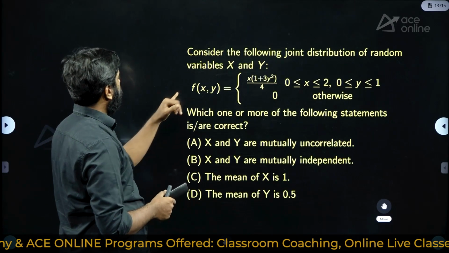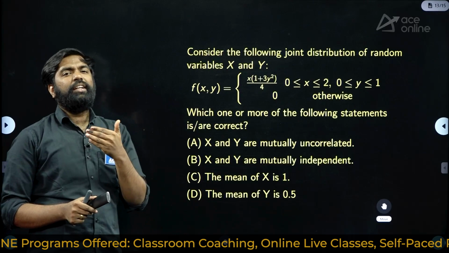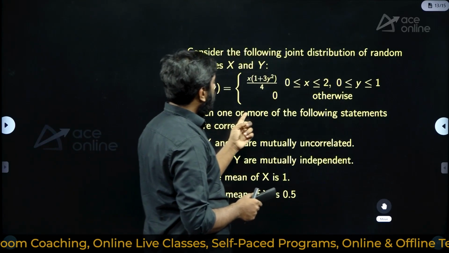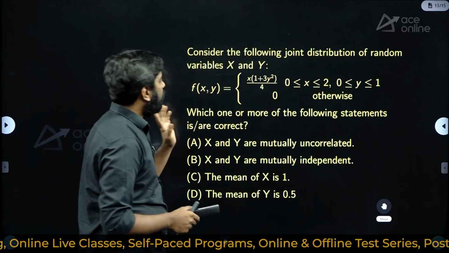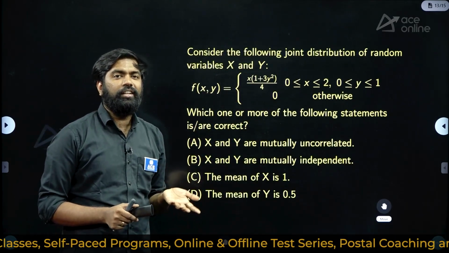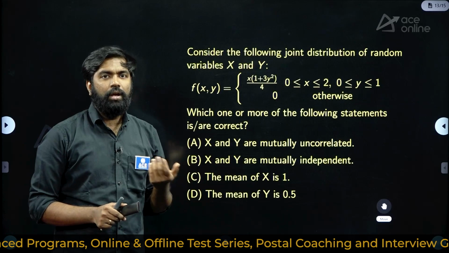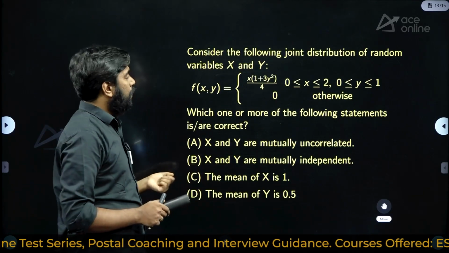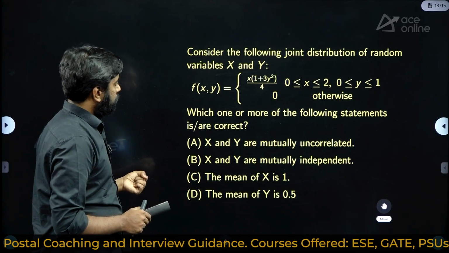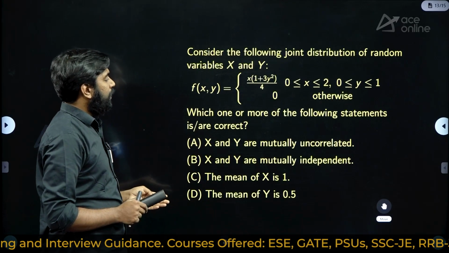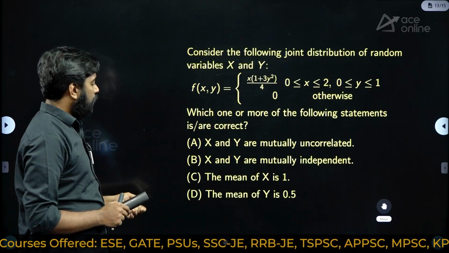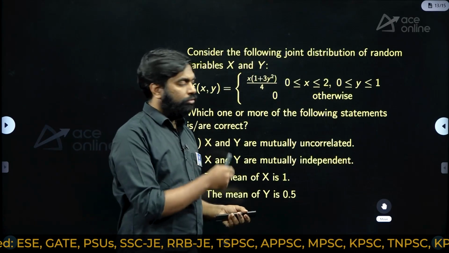We usually write a small f for the joint density function, students. Okay, joint PDF we say. Which one or more of the following statements are correct? He has created an MSQ in the sample paper. So for sure they'll ask you MSQ as well, so please be clear with that. The options are: x and y are mutually uncorrelated, x and y are mutually independent, the mean of x is 1, the mean of y is 0.5. So we need to find all this.